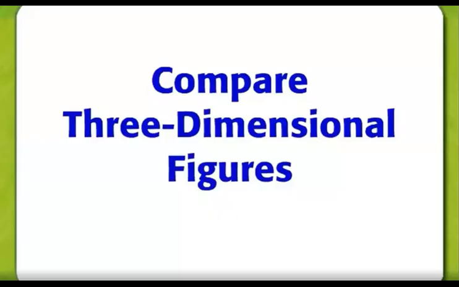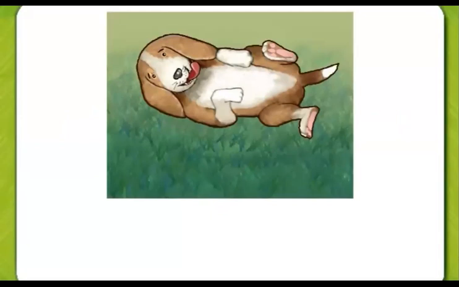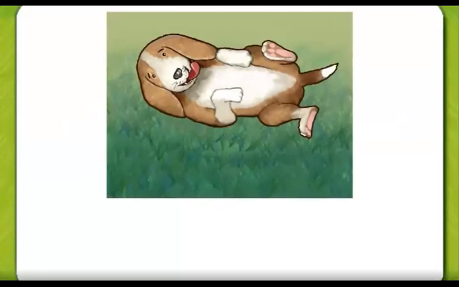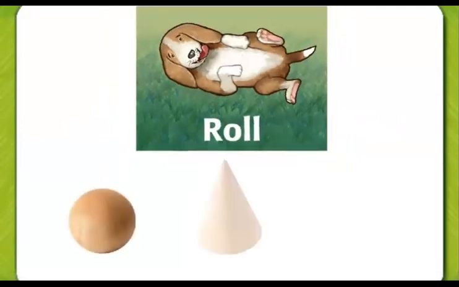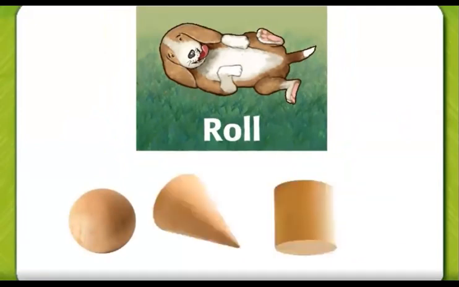Hello, K5, and we're going to begin our review of our solid shapes. Figures. Look at this dog roll back and forth. Some three-dimensional shapes or figures can roll. A sphere, a cone, and a cylinder can also roll.